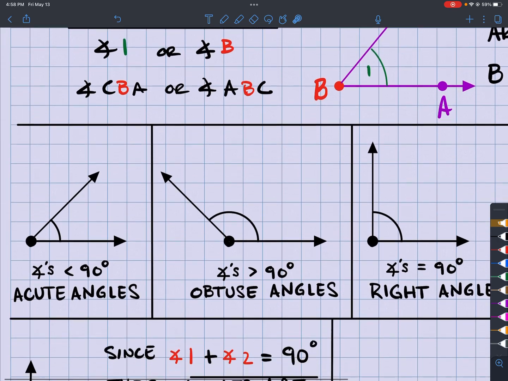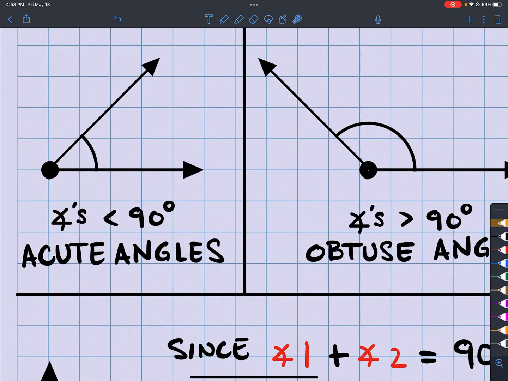So obviously we have different types of angles. We have angles that are less than 90 degrees. Those are acute.